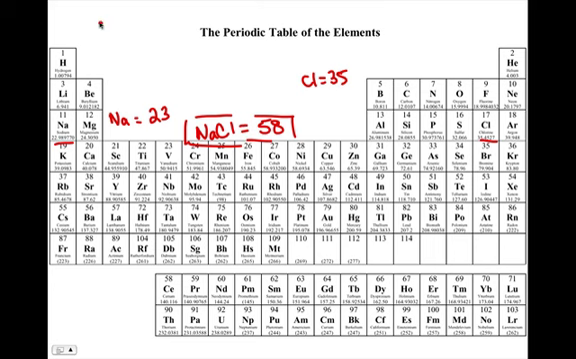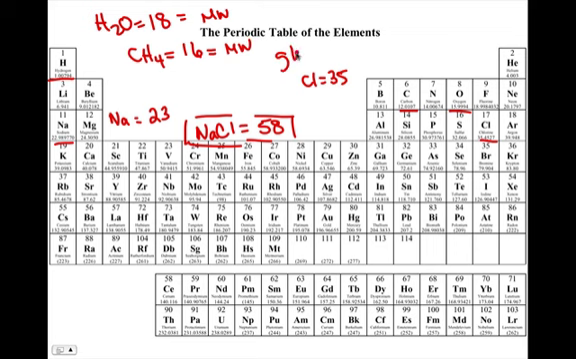What about the molecular weight of water? Molecular weight of water is 1 oxygen at 16 and 2 hydrogens at 1 each, so the molecular weight of water equals 18. The molecular weight of methane: it's carbon, that's 12, and then 4 hydrogens. So methane is CH4, and its molecular weight is 16.